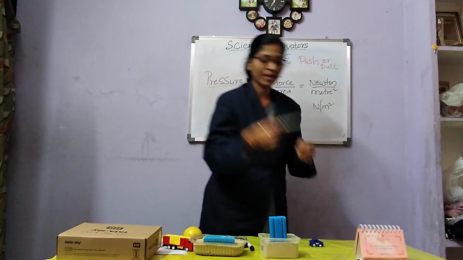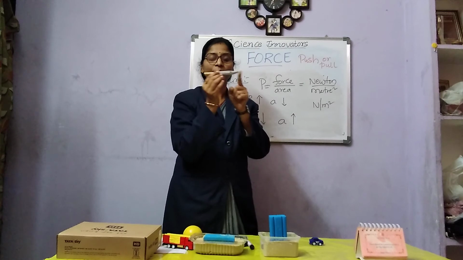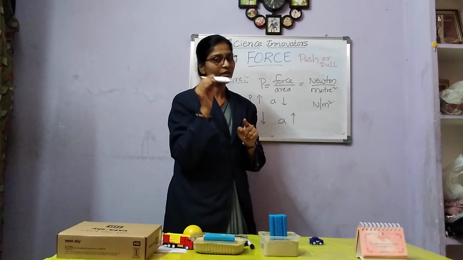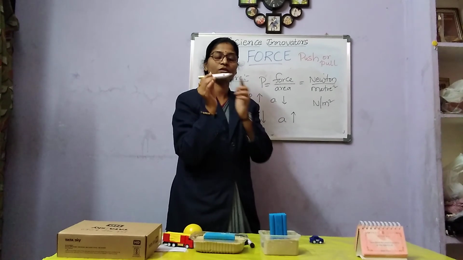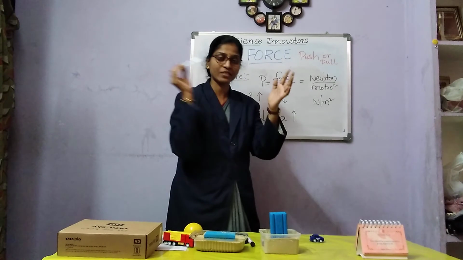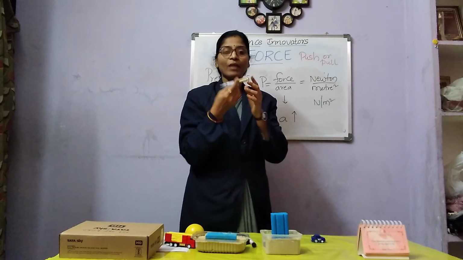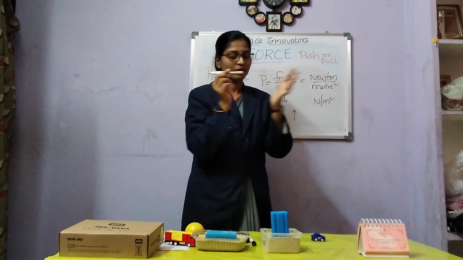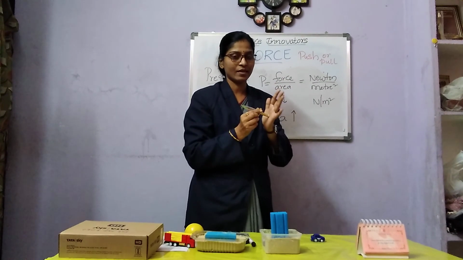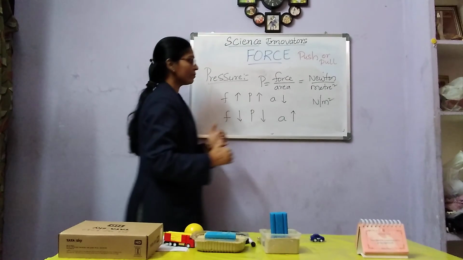One more example I would like to show you. Here is a knife, where there are two sides: one is the sharper side, the other is the blunt side. We use the sharper side of the knife for cutting or piercing anything. Why? Because when the surface area is less, the force applied is more and the pressure is also more. On the blunt side, the area is more, so the force applied is less and the pressure is also less. In this manner we can correlate force, area and pressure.